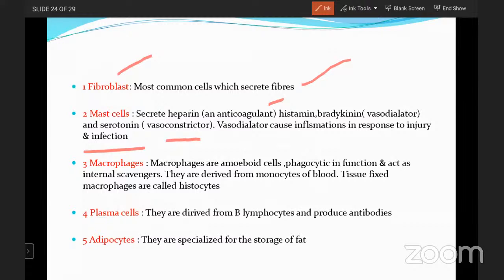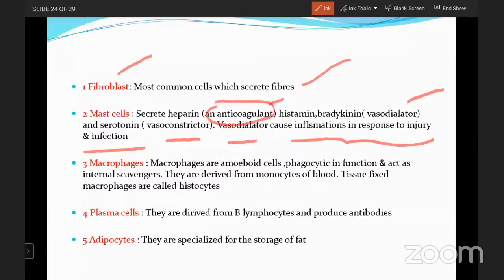Here are the two terms, vasodilator and vasoconstrictor. Vaso means vessel, blood vessel. Dilator means it expands the blood vessel. And constrictor means it decreases the diameter of the blood vessel. Vasodilators cause inflammation in response to injury or infection. So, especially, mast cells secrete heparin, an anticoagulant. Histamine and bradykinin are vasodilators, and serotonin is a vasoconstrictor. All these are useful in inflammation and in response to injury and infection.